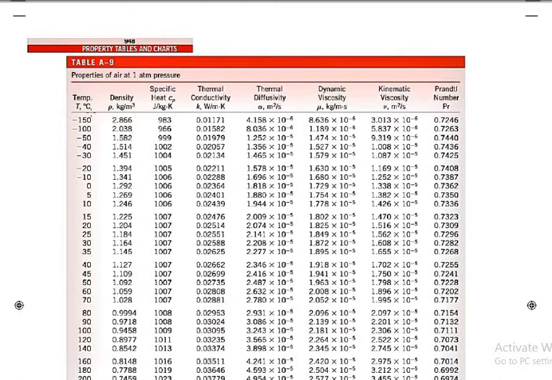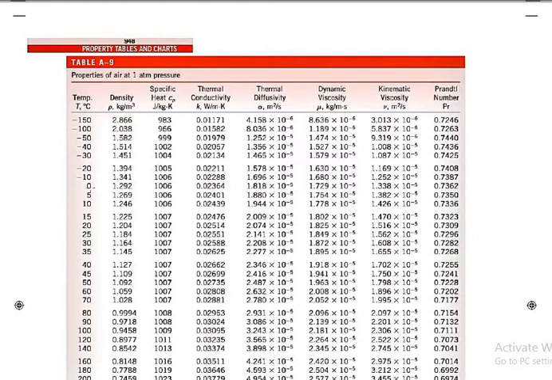Now these properties should be selected at a bulk mean temperature or a mean film temperature. So what is meant by mean film temperature? It is the average of surface temperature and the fluid temperature. So that is nothing but mean film temperature. All the properties we have to select at the mean film temperature.